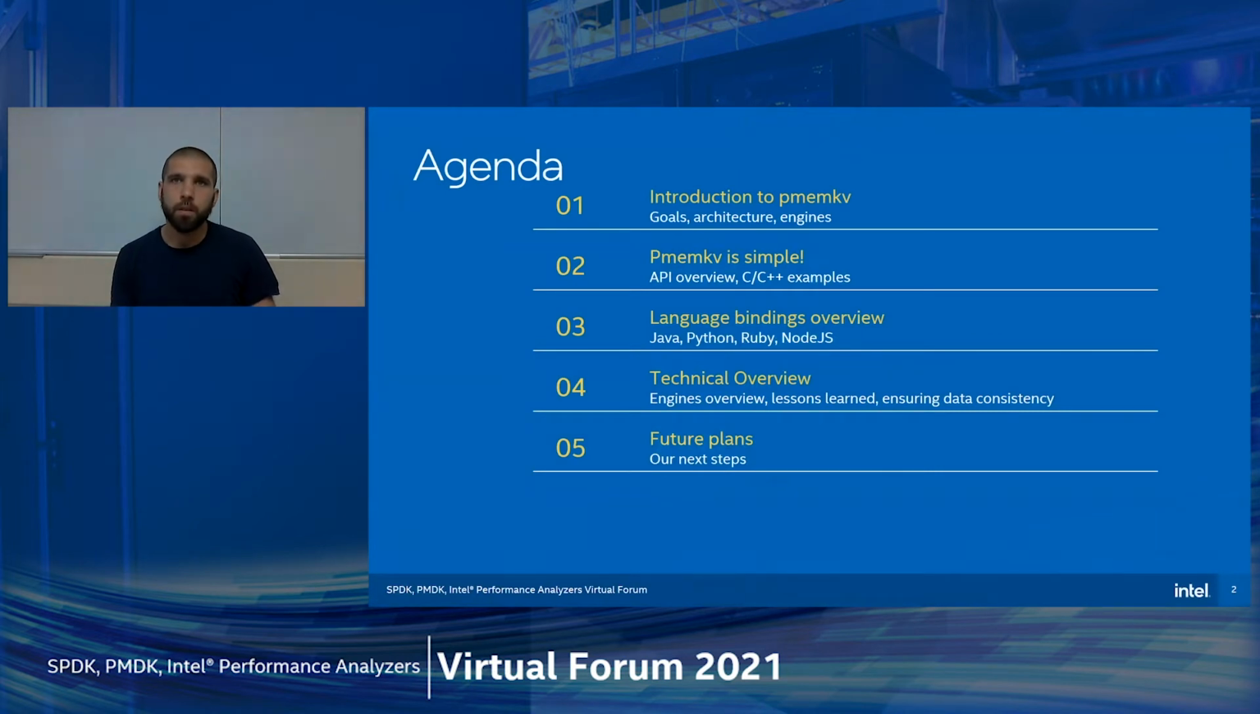So we are going to talk about the pmemkv database, its purpose, and its design overview. Next, we go to an overview of the C++ API and how it's exposed to high-level languages. Then we go to the details of the internals of some of our storage engines and show some insight into problems we encountered during implementation. At the end, we will talk about our plans for the near future.